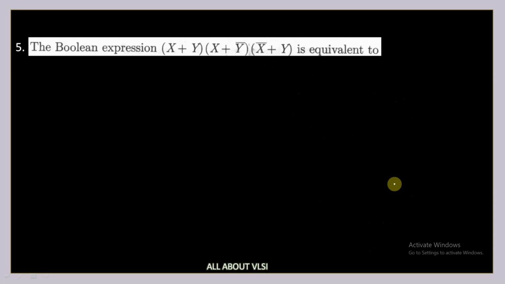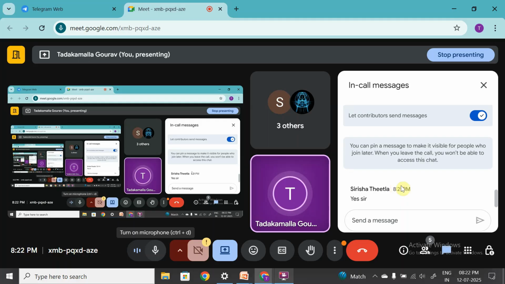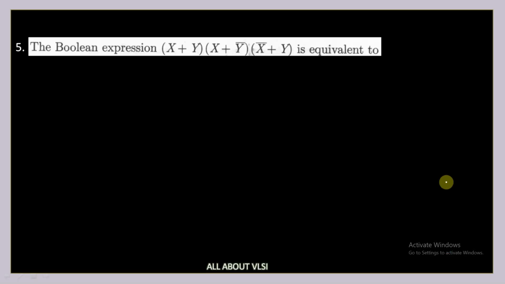Next, we have given an expression (x + y)(x + y bar)(x bar + y), and they are asking what it is equivalent to. Okay, so you can also try with me parallelly. I will also do this question parallelly. You can also try on your own. So how to do this?